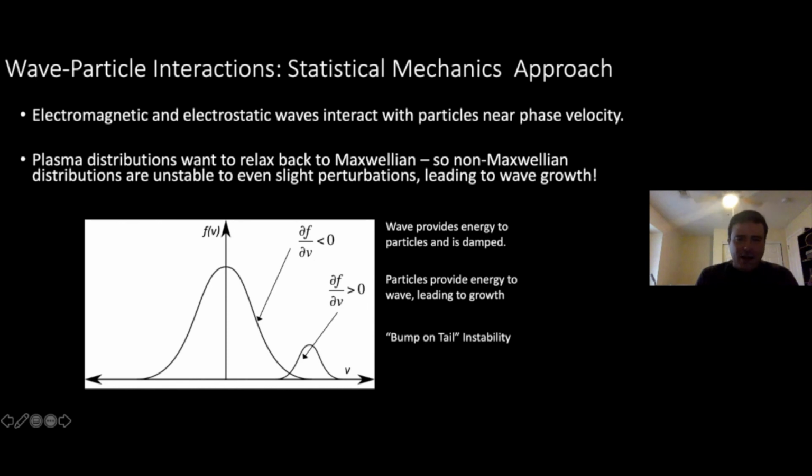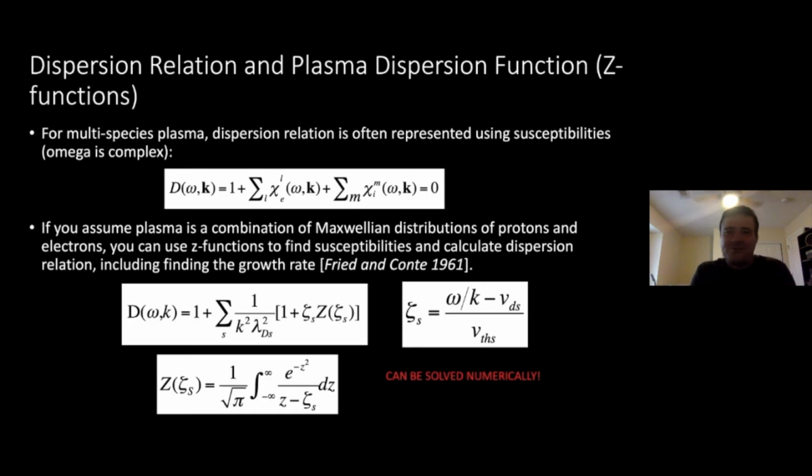Now, don't worry too much about the next slide. If you haven't had a plasma physics or Jackson E&M, this is just going to look like gibberish to you. Essentially what we want to do to find out if a wave is growing or damping analytically is get a dispersion relation. And so we look at the dispersion relation using the susceptibilities of the various plasma populations.